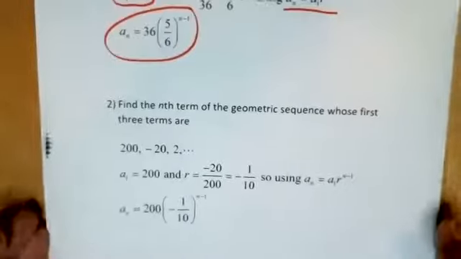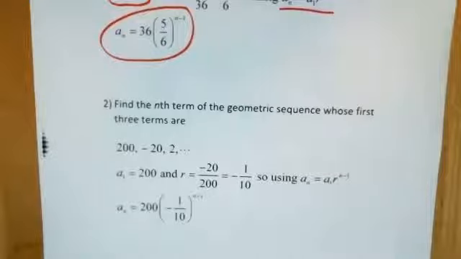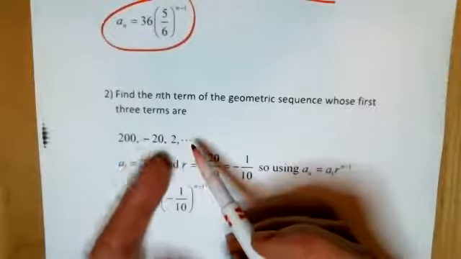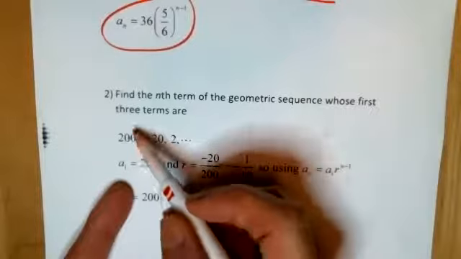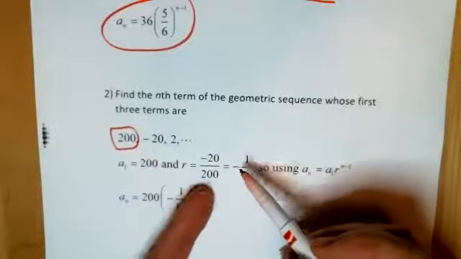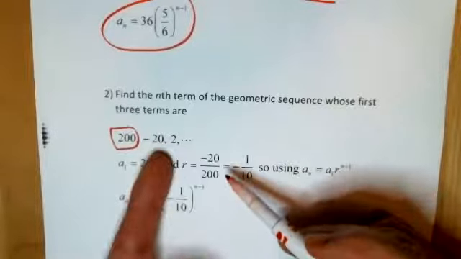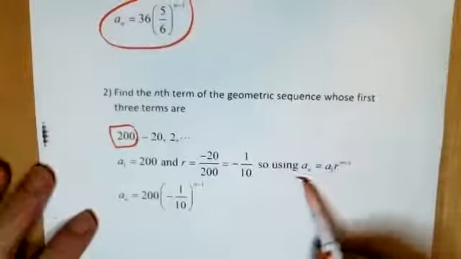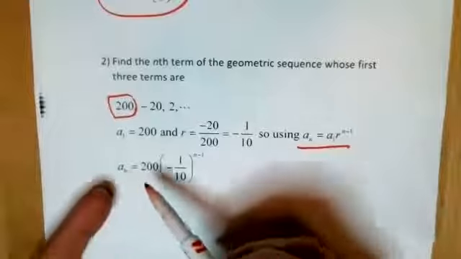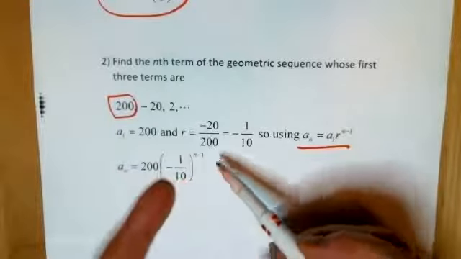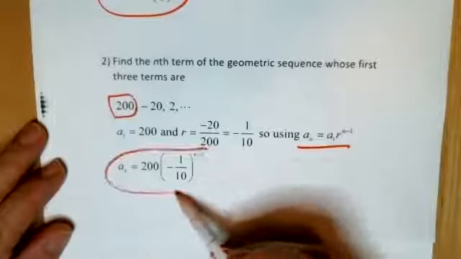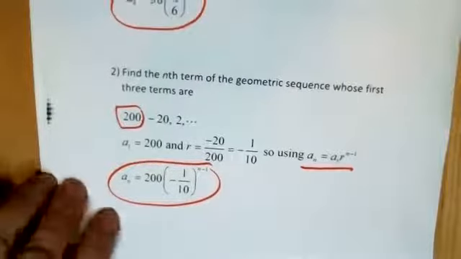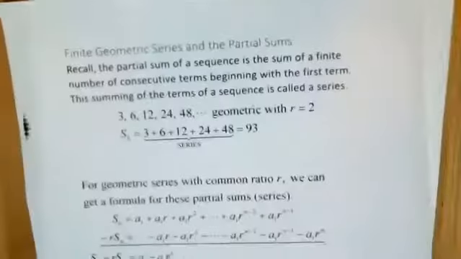Let's try this again. We're going to find again the nth term of a geometric sequence whose first 3 terms are 200, negative 20, 2. So again, we know the first term is 200. We can construct the common ratio. Negative 20 divided by 200 reduces to negative 1/10. So using our new formula, we now have a sub n is equal to 200 times negative 1/10 to the n minus 1. So what we're seeing is if we have those pieces of information, the first term and the common ratio, we can come up with the nth term of a geometric sequence.